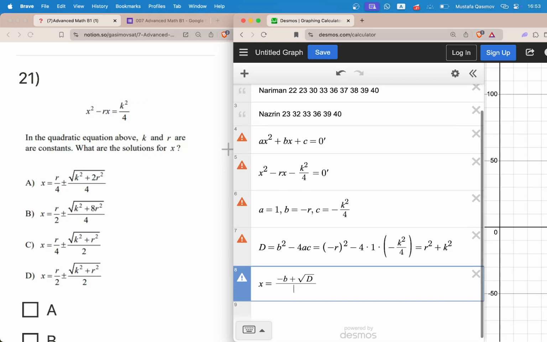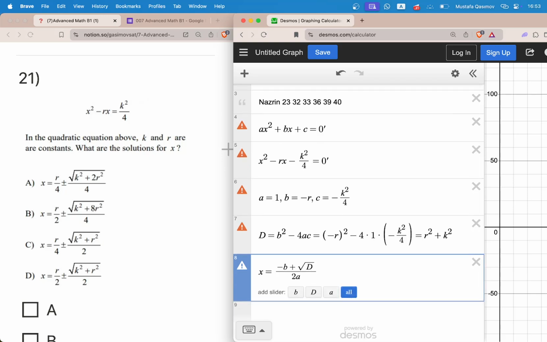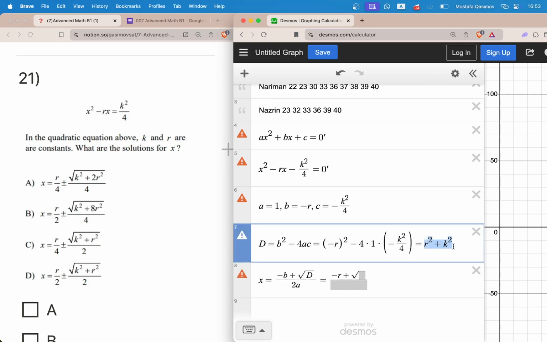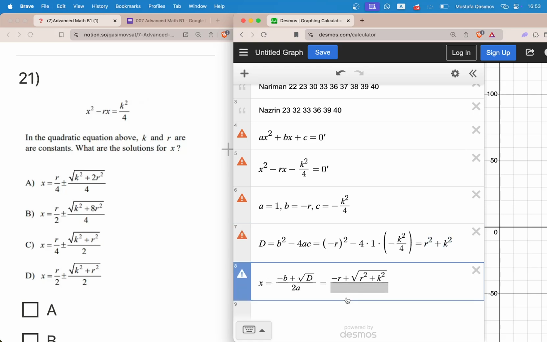No. Okay. Then we have to use that formula: negative b plus minus square root of d over 2a. b is negative r, so it will be like this: negative r plus minus square root of r square plus k square over 2a. It is 2. Then we have to choose option D because it's r over 2 plus minus discriminant over 2, so the answer is D here.